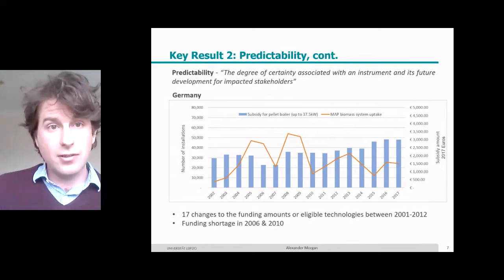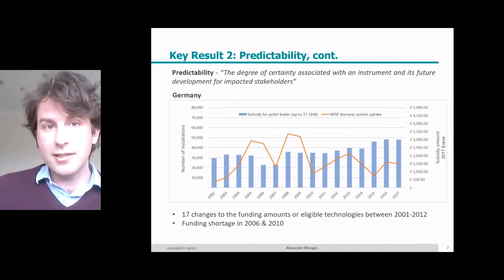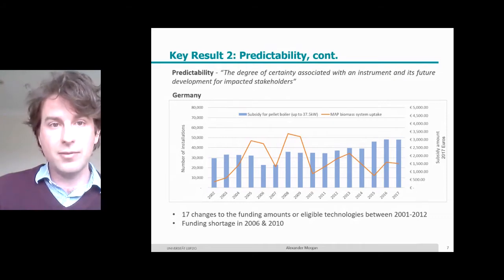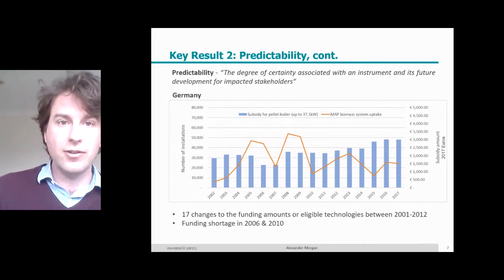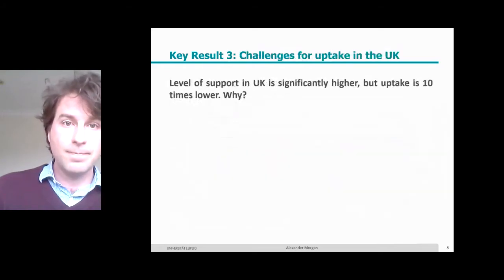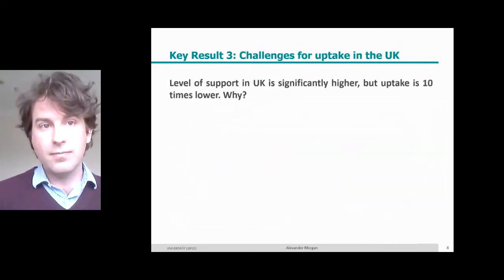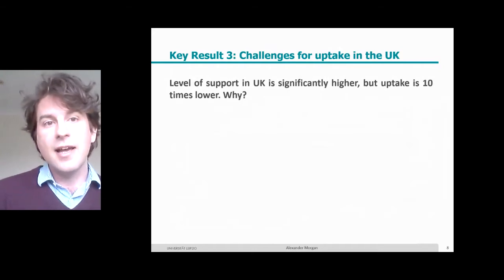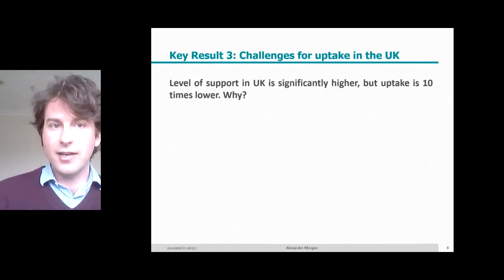So yeah, to sum up the comments on predictability, both the market incentive program in Germany and the domestic RHI in the UK did struggle to maintain predictability over the duration of their schemes. Okay, so moving on to the final key finding from my study. This relates to challenges for the uptake of biomass boilers in the UK.